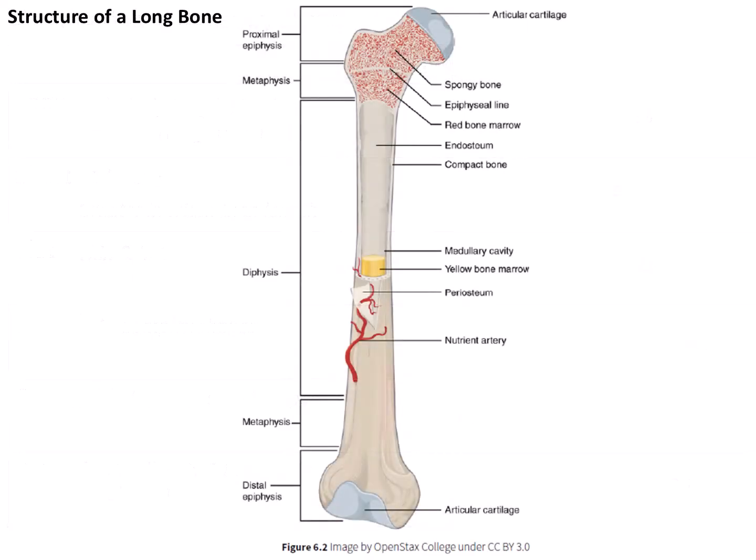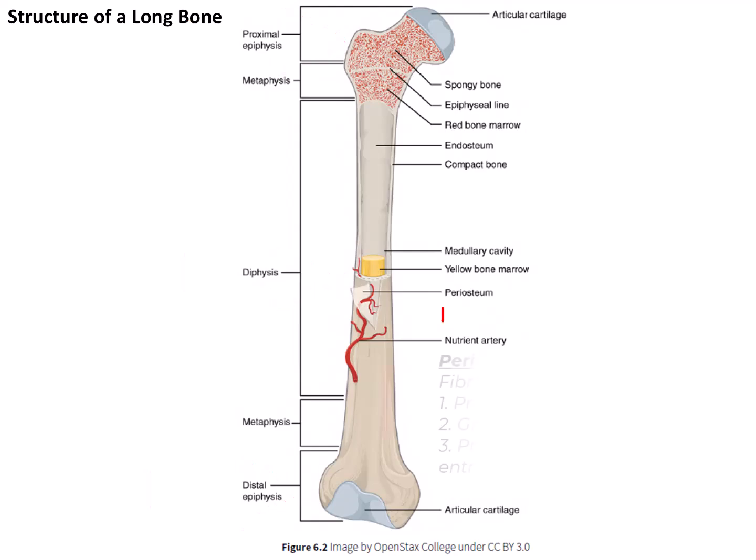Let's look at the structure of a long bone. You can see there are many parts associated with this bone. We are looking at the femur, which is your thigh bone. The ends of the long bone are known as the epiphysis. The center portion of the long bone is the diaphysis.